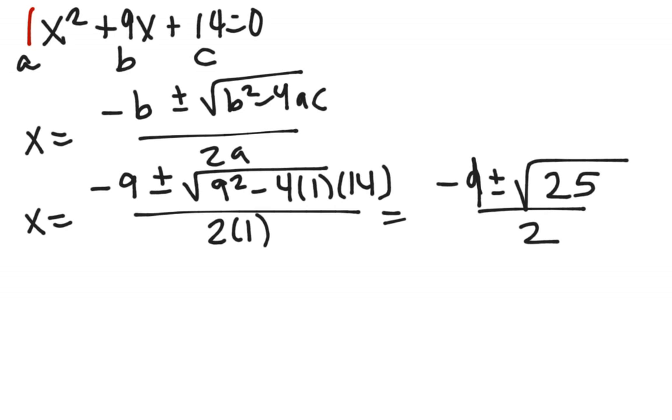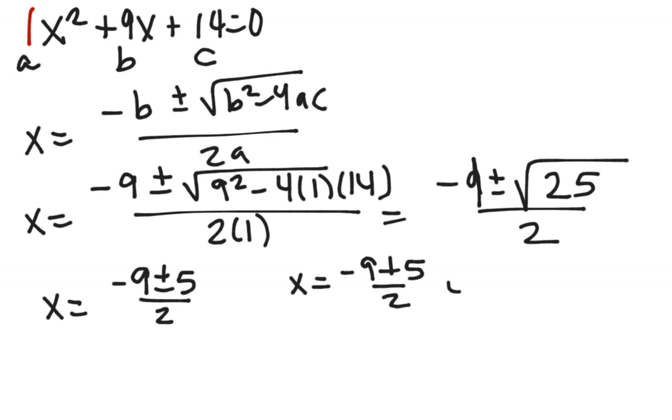If we can simplify the square root, we do. In this case, I can simplify the square root of 25. It's 5. So I have negative 9 plus or minus 5 divided by 2, which means we have two answers. X equals negative 9 plus 5 divided by 2, or x equals negative 9 minus 5 divided by 2.